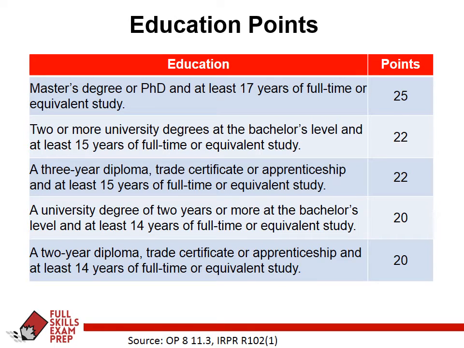So let's start off with describing the education points. So as you can see over here, the points go up to 25. It's just like a lot of the other immigration classes where a PhD is the highest, as well as a master's degree in this case as well. You have 2 or more university degrees, which is 22. A 3-year diploma, trade certificate, or apprenticeship is at 22 as well. And a university degree of 2 years or more at the bachelor's degree is at 20, as well as a 2-year diploma.